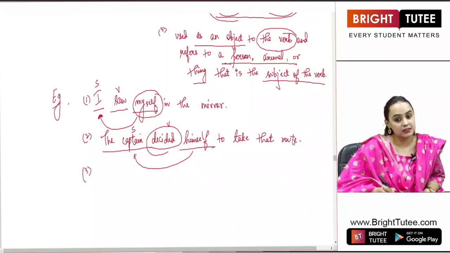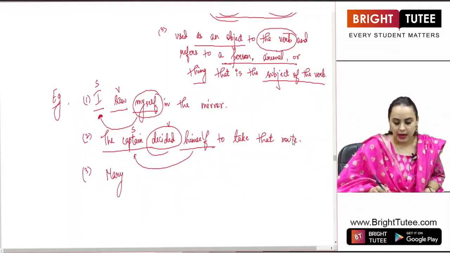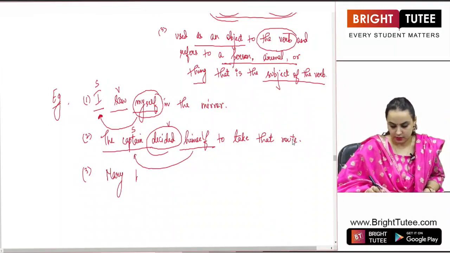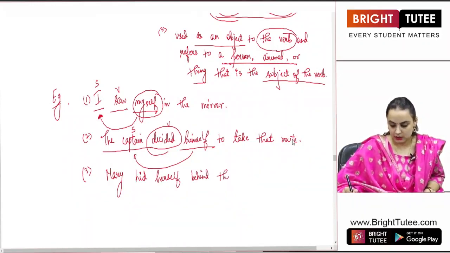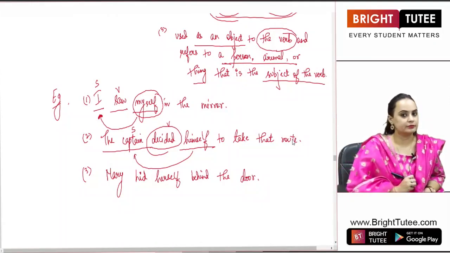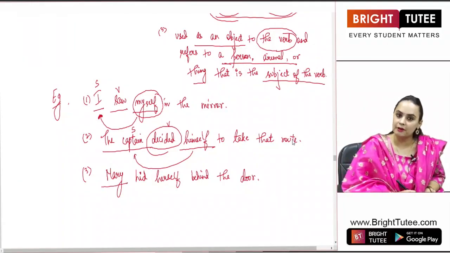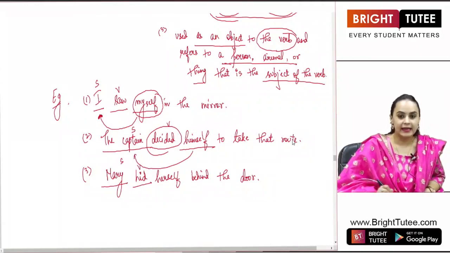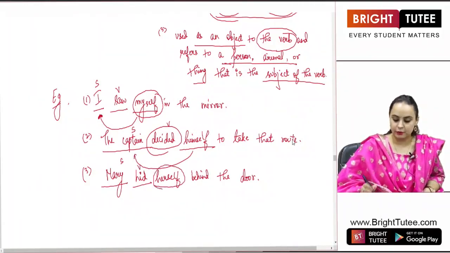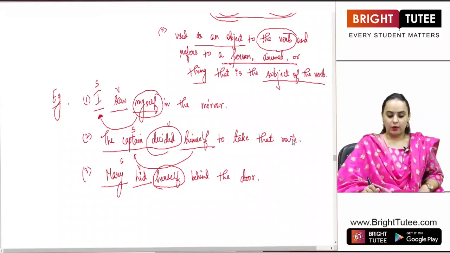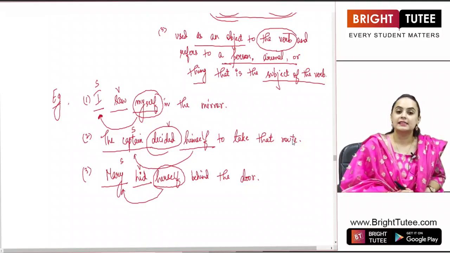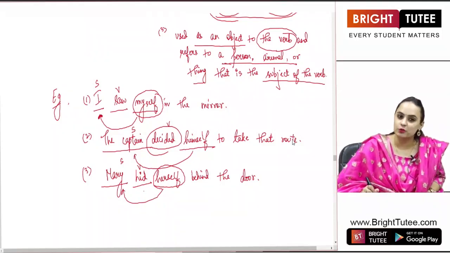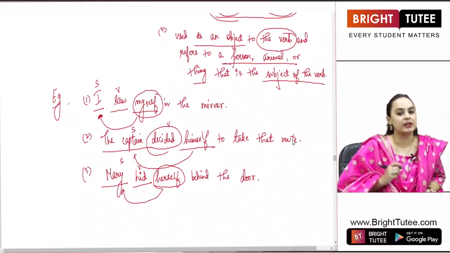If I give you another example, Mary hid herself behind the door. What is my subject? Mary. What is my verb? Hid. What is my reflexive pronoun? Herself. Why? Because herself is used for Mary, who is the subject, and B, it is used next to the verb, which makes it the object of the verb.